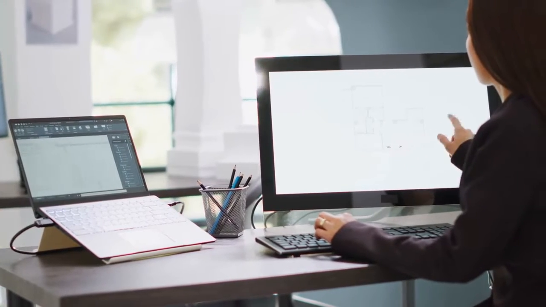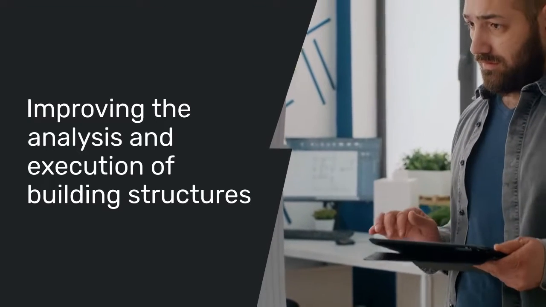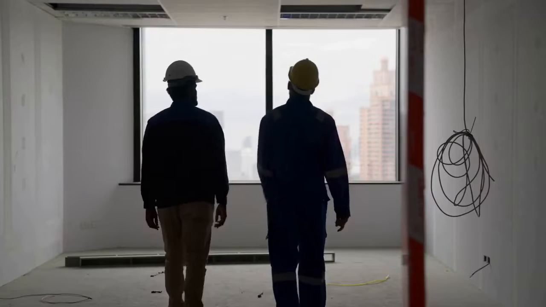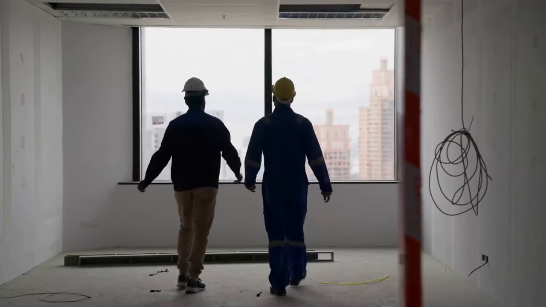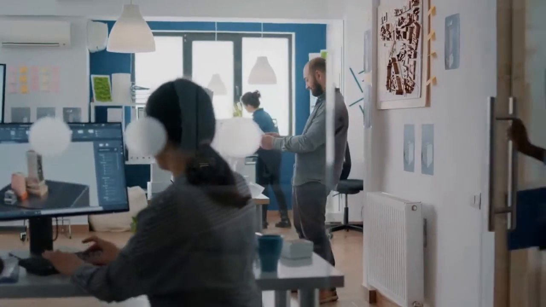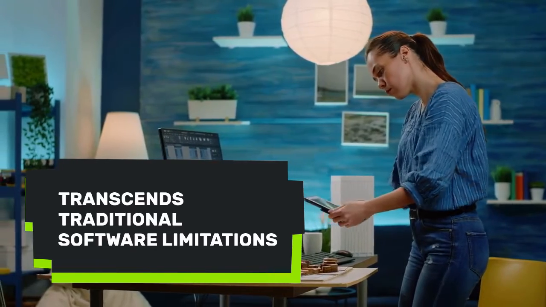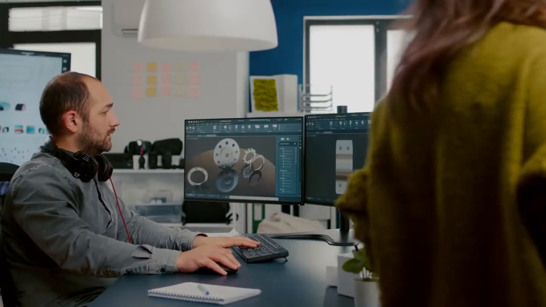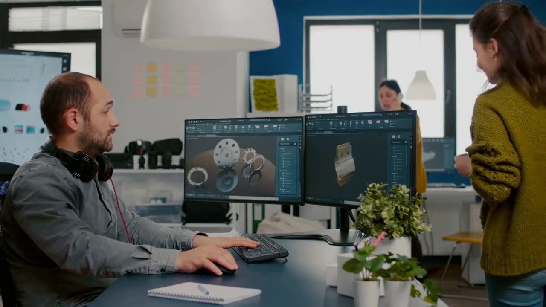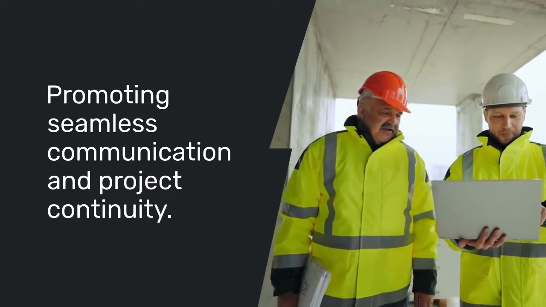It's a transformative process. CAD primarily involves digital tools for design rendering, significantly improving the analysis and execution of building structures. It revolutionized the industry by streamlining drafting processes that were once manual and time-consuming. On the other hand, BIM, operating as a cloud-based collaborative process, transcends traditional software limitations. It facilitates real-time collaboration among stakeholders throughout a building's lifecycle, promoting seamless communication and project continuity.